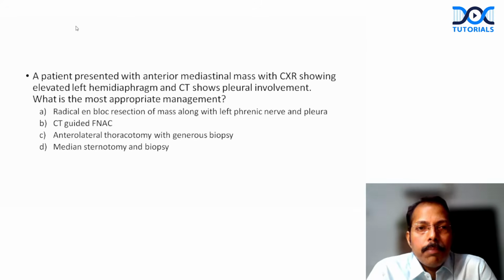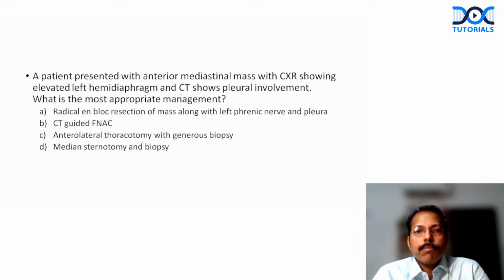Next question. A patient presented with an anterior mediastinal mass, with chest X-ray showing elevated left hemidiaphragm and CT showing pleural involvement. So what is the most appropriate management? So anterior mediastinal mass, chest X-ray showing left hemidiaphragm elevation. So it could be due to a phrenic nerve palsy. So what can we do?